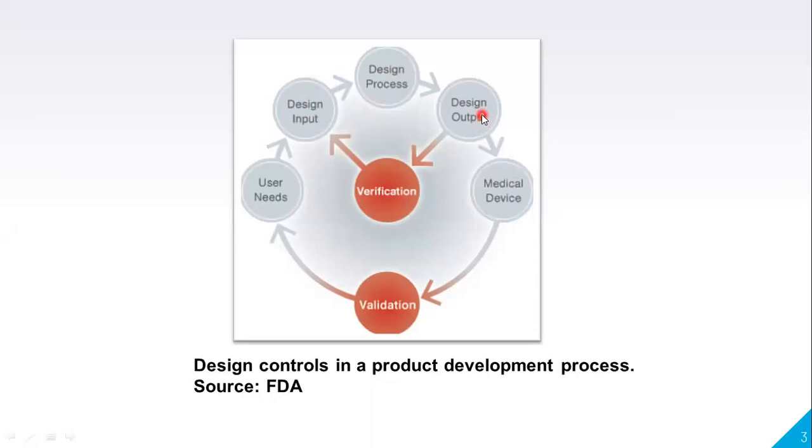Here the design output comes under verification. Finally, from these three steps, starting from the design input, design process, design output, we have to be thoroughly verified. So this is the verification step. After completion of manufacturing, you have to go for validation.